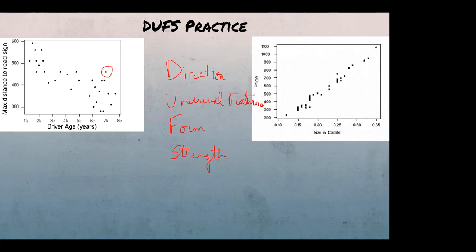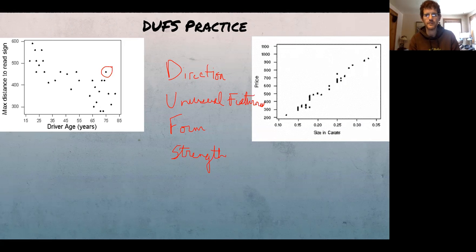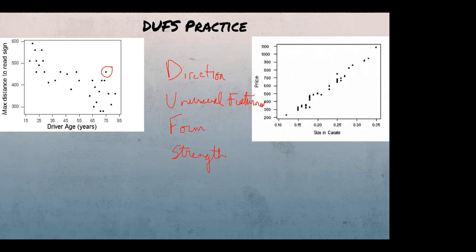I think I'd say it's in the positive direction with no outliers, and then linear with a strong strength correlation. Okay, strong correlation. Very good. I agree. I hope everyone else agrees with that.